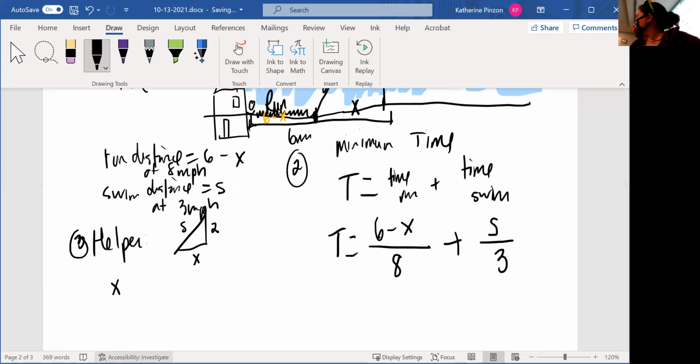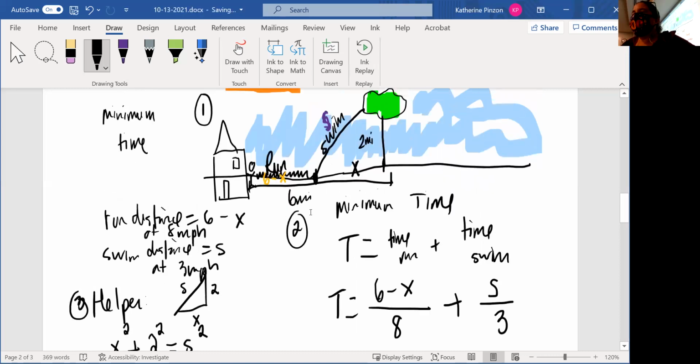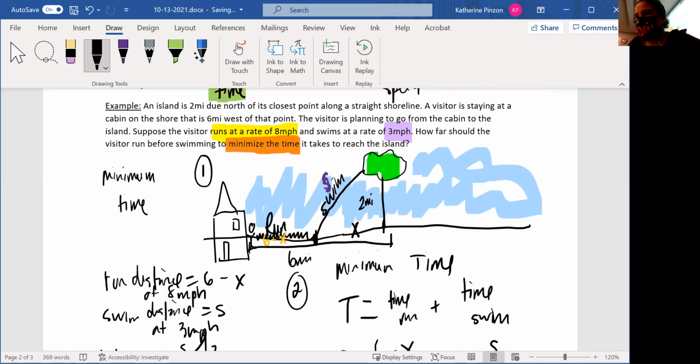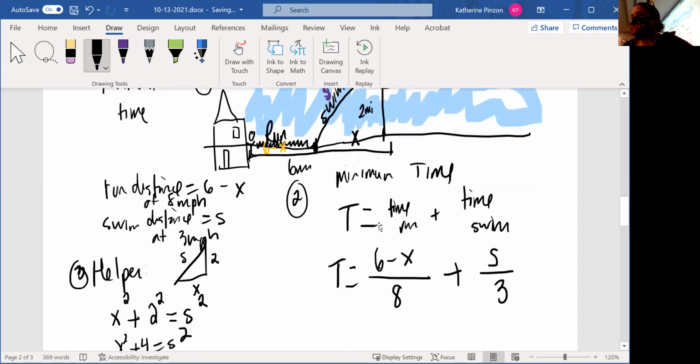Pythagorean theorem. Yep. X squared plus 2 squared equals S squared. Okay, so this is X squared plus 4 is S squared. Remember, I need X because in the end, I want to find out how far they ran, right? How far should they run? That's okay. We're going to write S equals what?